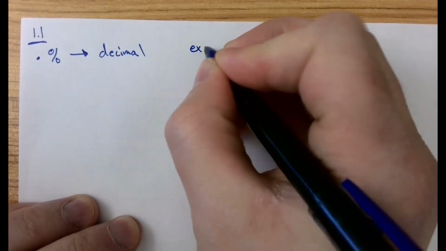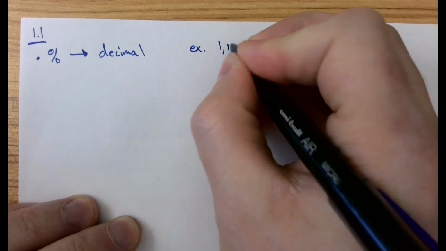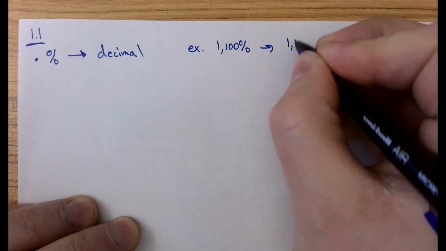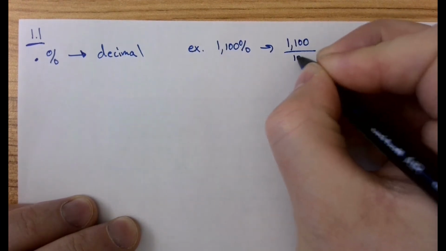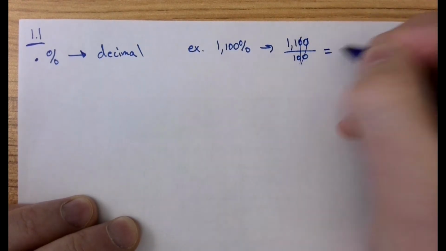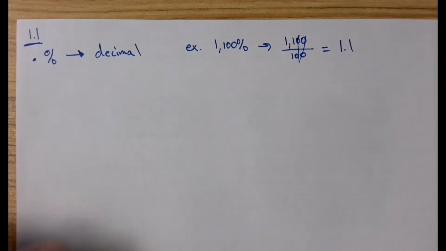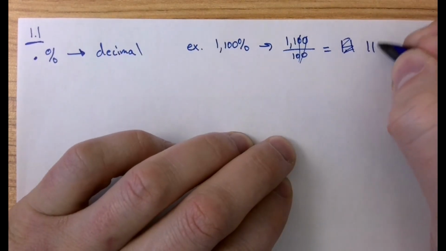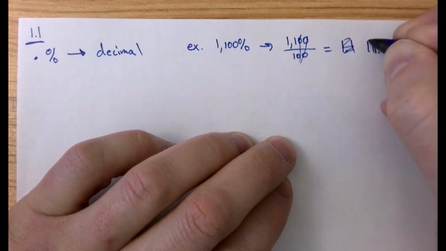For example, if I give you 1,100%, to convert that into a decimal, you could take 1,100, divide by 100, and you get 11. That's the decimal version of 1,100%. Who said that? No, it's 11%, right? Or 11 as a decimal. 11.0 is 1,100%.